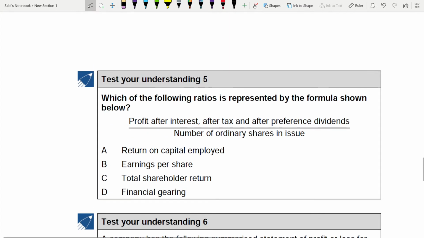Number 5. Which of the following ratios is represented by the formula shown below? Profit after interest, after tax, and after preference dividend, divided by number of ordinary shares in issue. So it's clearly not return on capital employed. Why? Because return on capital employed uses profit before interest and tax, right? So this is not the option.